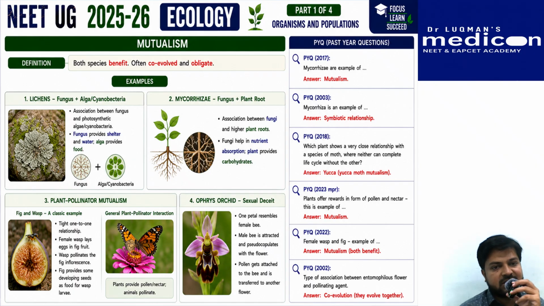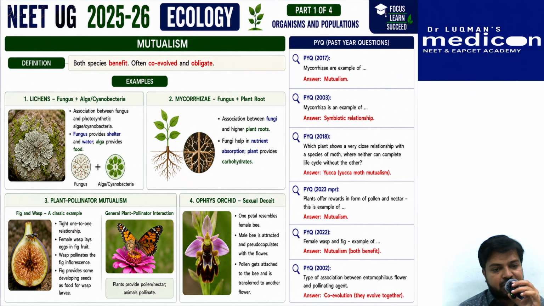It is a lichen. Mycorrhiza, fungus plus plant root. Association between fungi and higher plant roots. Fungi help in nutrient absorption. Plant provides carbohydrates. Plant-pollinator mutualism. Fig and wasp, a classic example. Tight one-to-one relationship. Female wasp lays eggs in the fig fruit. Wasp pollinates the fig inflorescence. It means a group of flowers is called an inflorescence. And fig provides some developing seeds as food for wasp larvae.